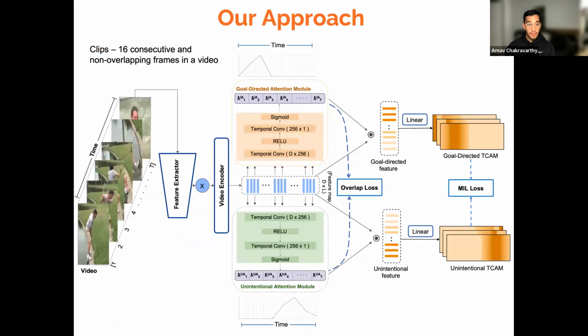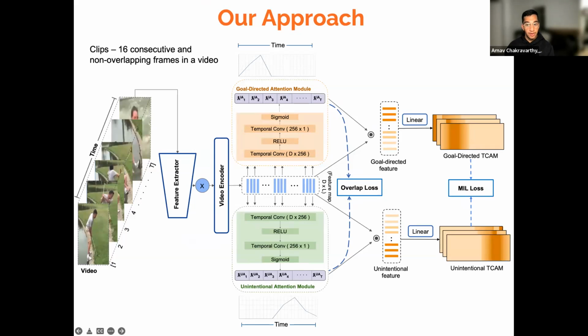So just to give an overview of our approach to solve the problem, given a raw video, we extract its clip level features using a pre-trained feature extractor such as an I3D or a R2+1D. Since these clip level features do not incorporate temporal relations between clips, we encode these features using a sequence module, such as a transformer encoder or a gated recurrent unit.